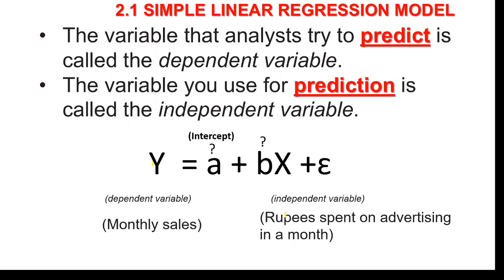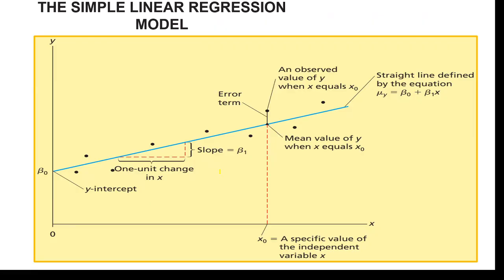So what are these A, B? A we simply know as the intercept, the y-intercept, where the trend line is going to intercept. B is the slope, and E we call the error in the regression model.